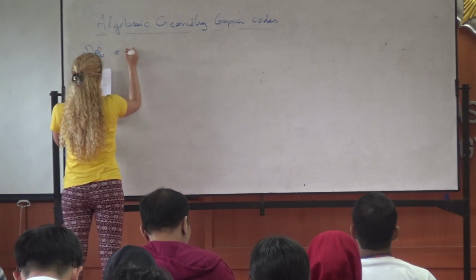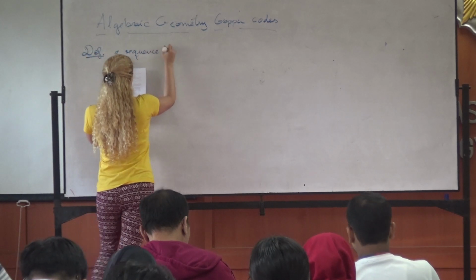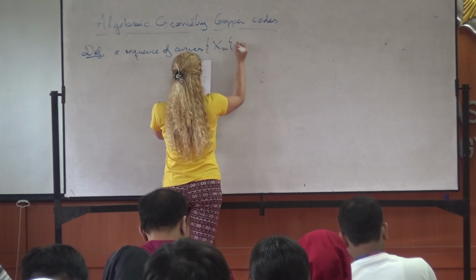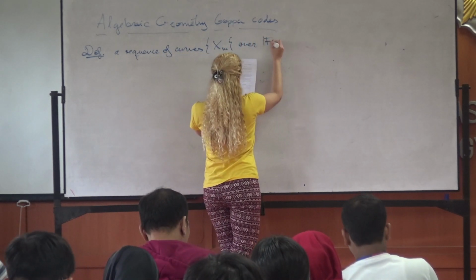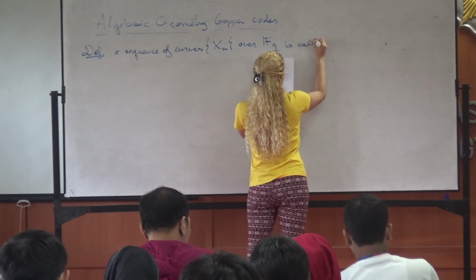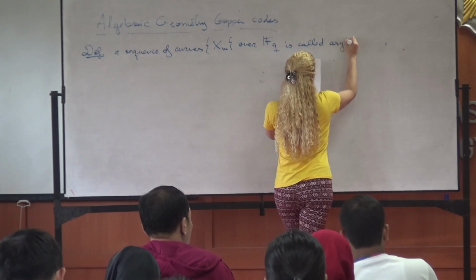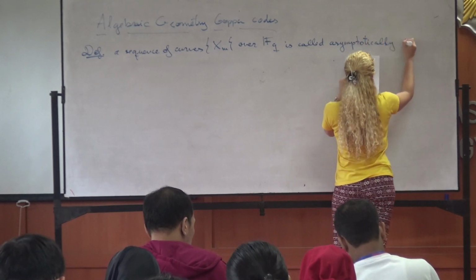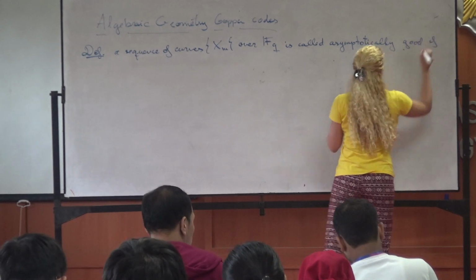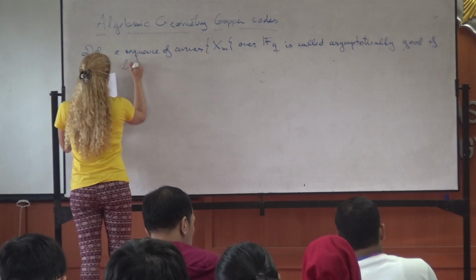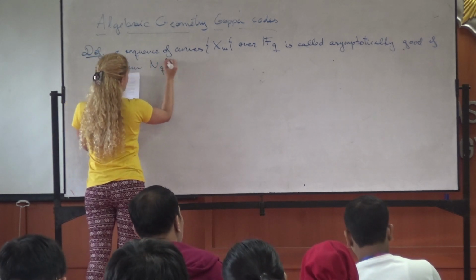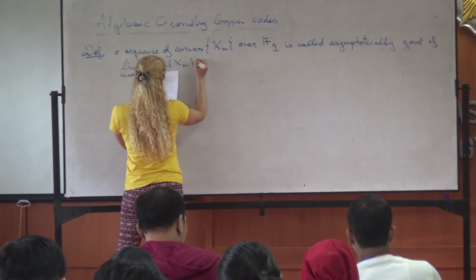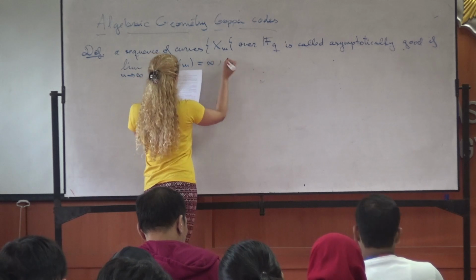Okay, so I'm going to start by giving the definition. A sequence of curves X_m over F_q is called asymptotically good if the limit of the number of points, when m goes to infinity, of this sequence of curves is equal to infinity.